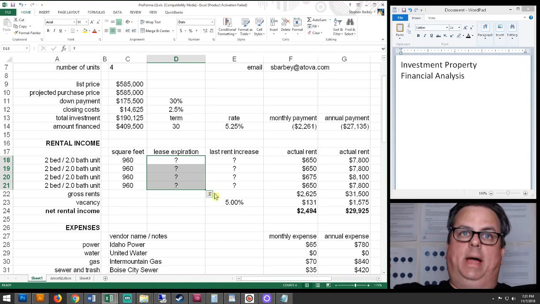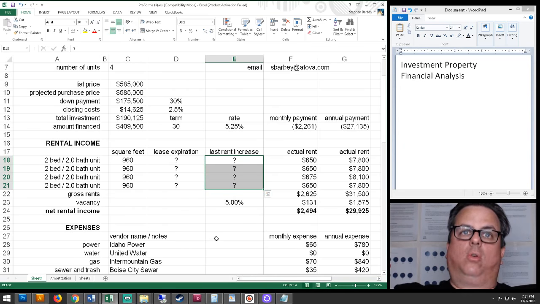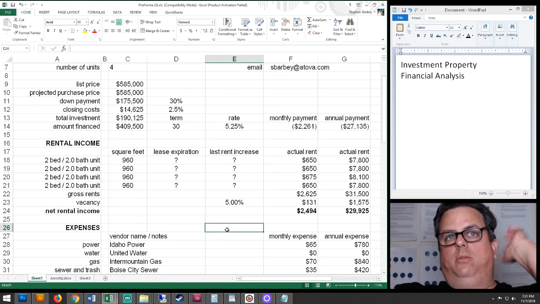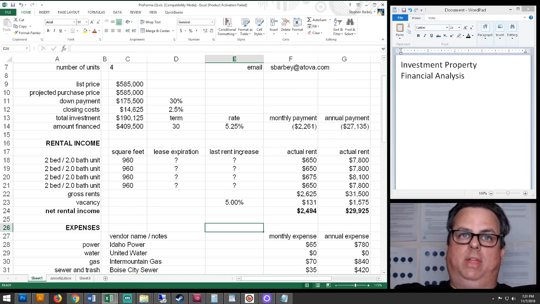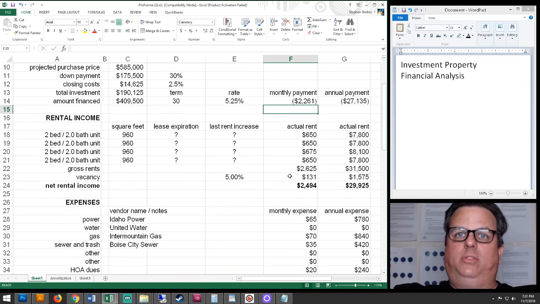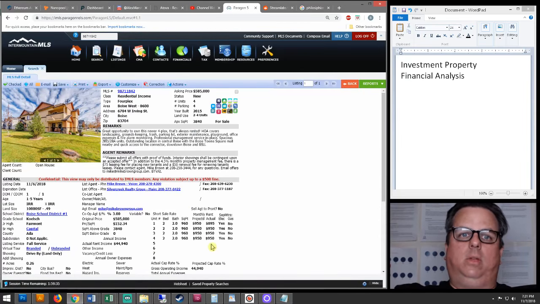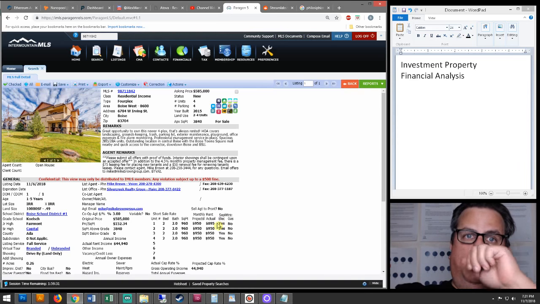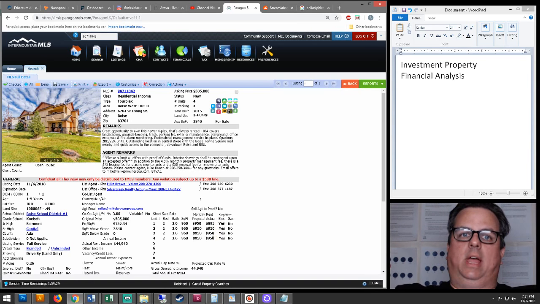When do the leases expire? When were they last increased? Now, that's good information for prospective buyers to have. In this instance, we don't have that information. We can just put question marks there for now. It does not impact the numbers of the current situation with the property. So actual rents, let's see here. We've got 950. Nope, excuse me. We've got one at 895 and the rest at 950.